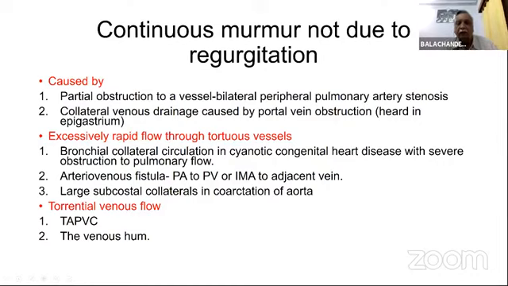You also hear sometimes what is known as Cruveilhier-Baumgarten syndrome, where you have the prominence of the umbilical veins. There you can have a continuous murmur. So all these hepatopulmonary syndromes can occasionally have continuous murmurs, but that's largely due to the pulmonary rather than the hepatic problems. You can get, of course, torrential venous flow.